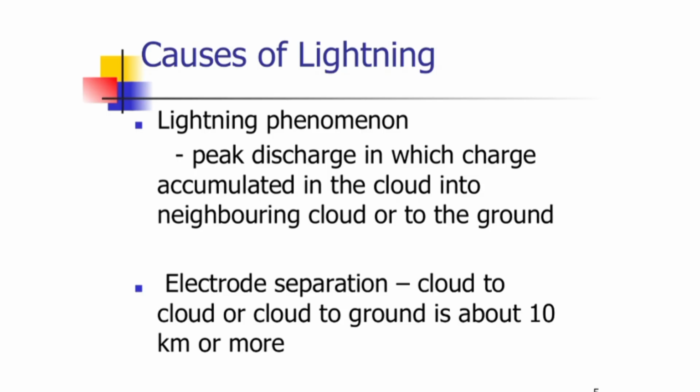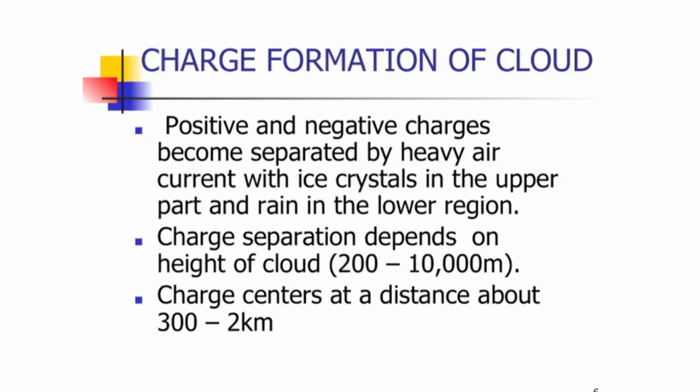As you all know, lightning is a natural phenomenon. That means a charged cloud is discharged to the ground. That is a peak discharge, where the charge accumulated in the cloud is discharged to a nearby cloud or ground. This is mainly due to the electrode separation. Our cloud and ground act as electrodes, usually separated by a range of 10 kilometers or more, and cloud to cloud distance will be more than 10 kilometers.